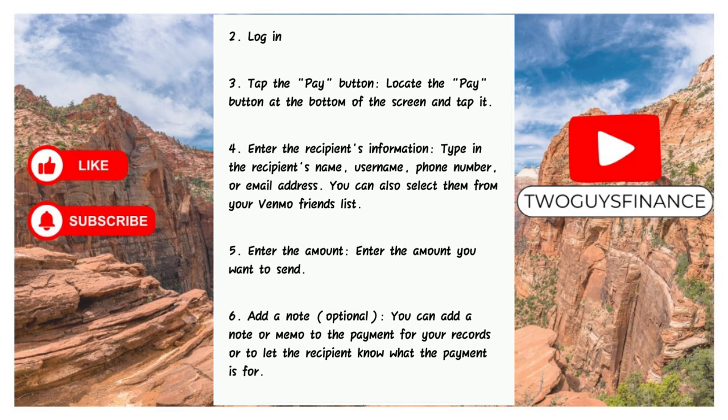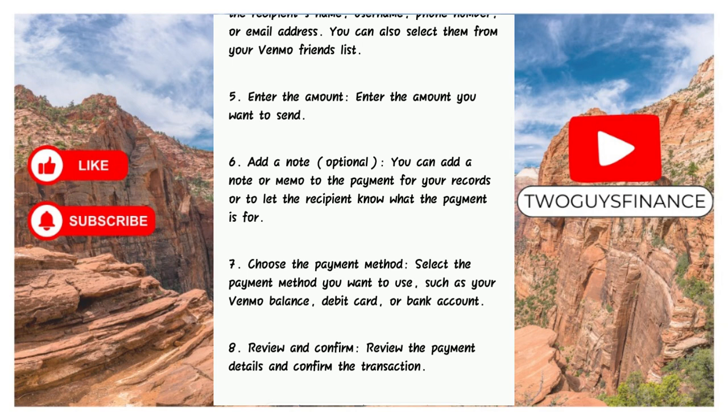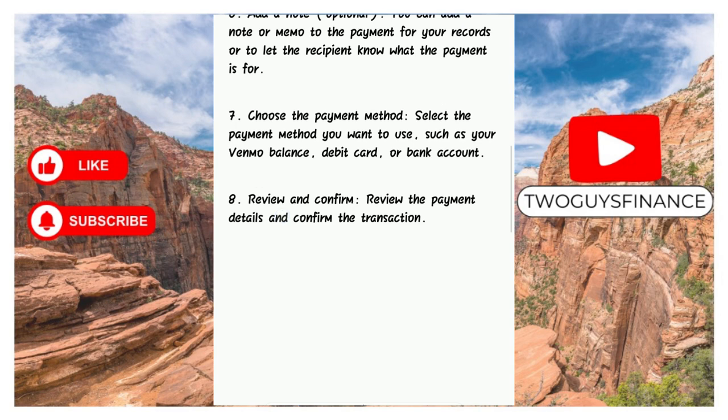Then enter the amount you want to send to them, probably $50, $100, $1,000, whatever. You can add a note if you want, but that's optional. You don't have to, but the option is there. You can choose the payment method, whether your Venmo balance, your debit card, or your bank account. Review the information to make sure everything is as it should be, and once you're done, you can confirm the transaction, and boom, the money is sent.